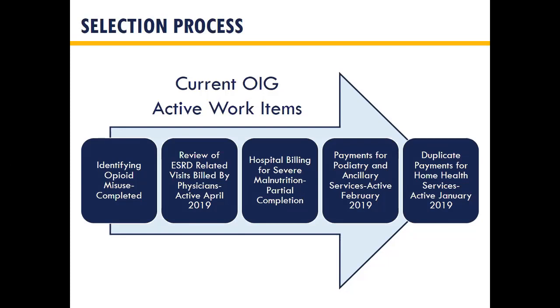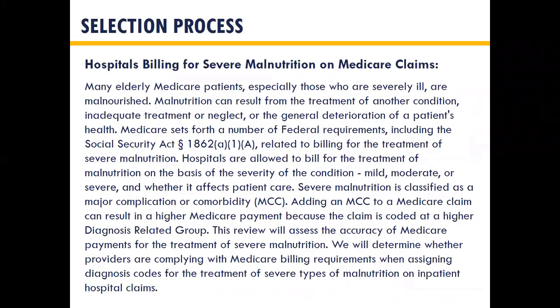This is just a smattering of ones that I picked across the board, so you could see a little bit of physician, a little bit of hospital, a little bit inpatient, a little bit outpatient. This next slide here is exactly a copy and paste. I copy and pasted it right from the OIG work plan site. So I happen to pick severe malnutrition. There's a hyperlink. You click on it, and then this is exactly what comes up.